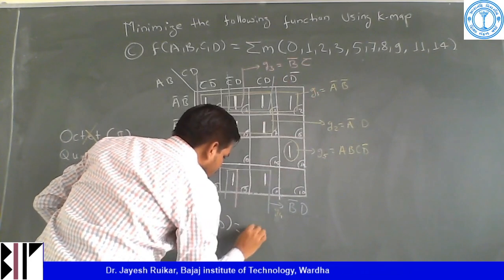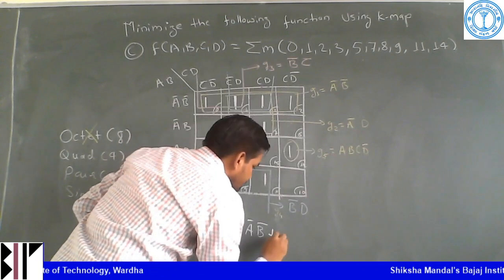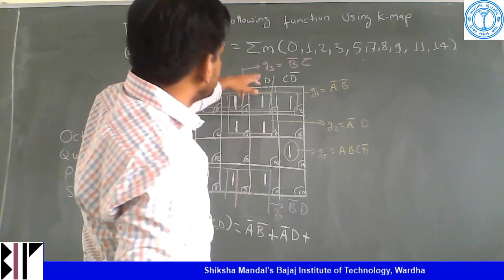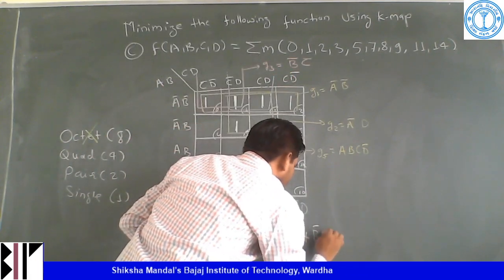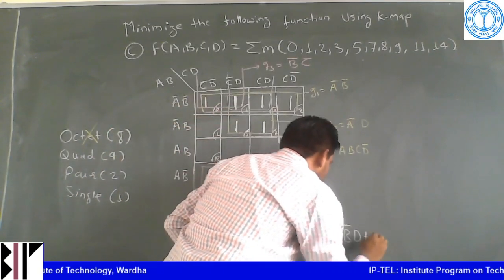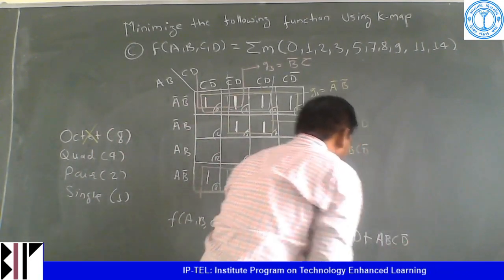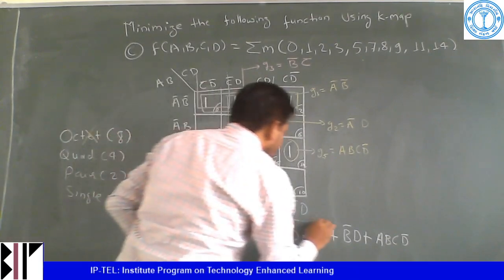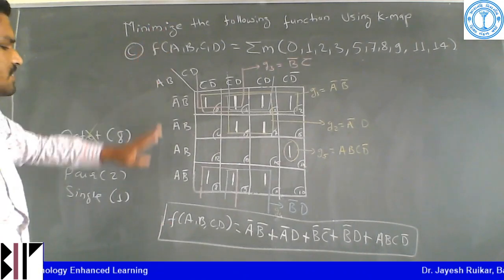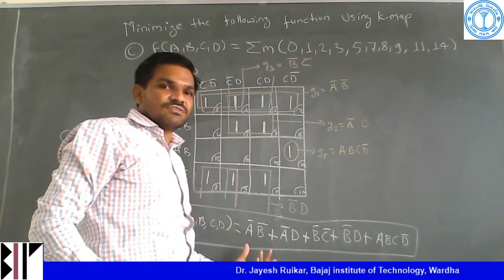So G1 is A bar B bar, plus G2 is A bar D, plus, what is G3? G3 is B bar C bar, plus, what is G4? B bar D. What is G5? A B C D bar. So this is my minimized, or you can say the final expression for this function using the K map. So I minimized this function of min terms using K map, and I found the minimized equation.